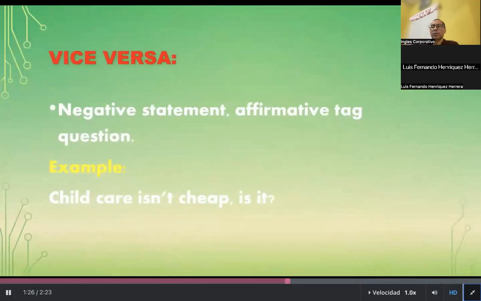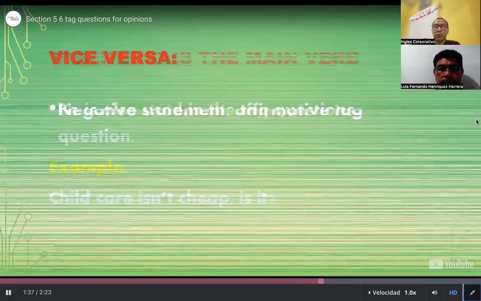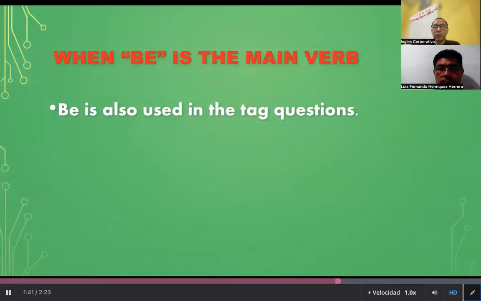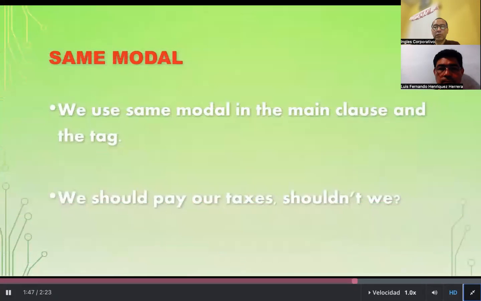We may also do it the other way around. Negative statement, affirmative tag question. Childcare isn't cheap, is it? I also want to explain that when we use be as the main verb, be is also used in the tag question. Similarly, we use the same modal in the main clause and the tag.